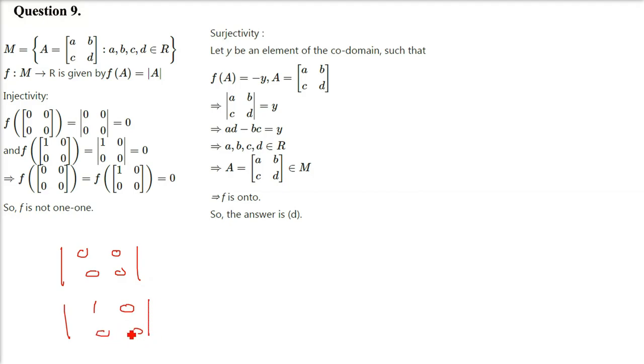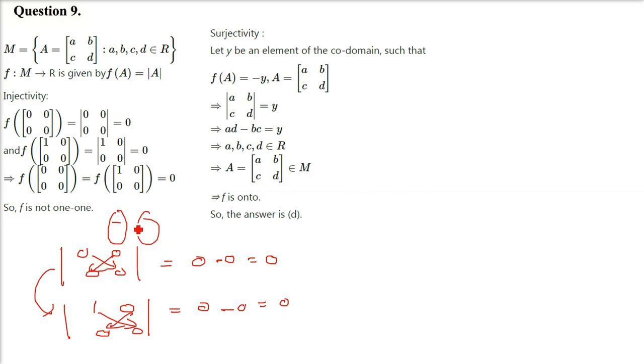And the determinant is what? Multiply these two, 0 into 0, and then subtract from it the multiplication of these two. 0 into 0 is 0, so you get a 0 here. Here also 1 into 0 is going to be 0, and 0 into 0 will be 0. So 0 minus 0 is 0. So what do you get? For different values inside f, you are getting the same value, which is 0. Meaning for different values of x, you are getting the same value of y, which is 0.